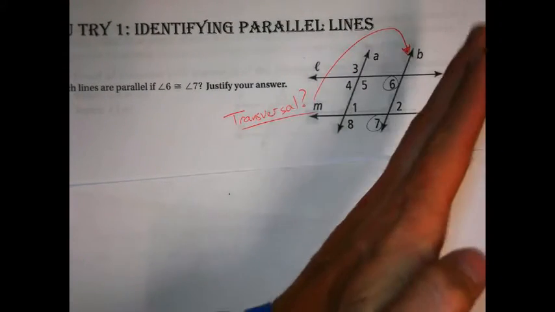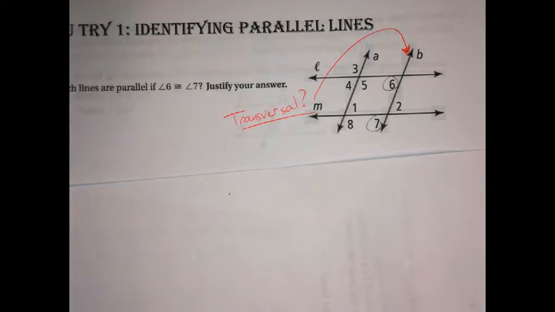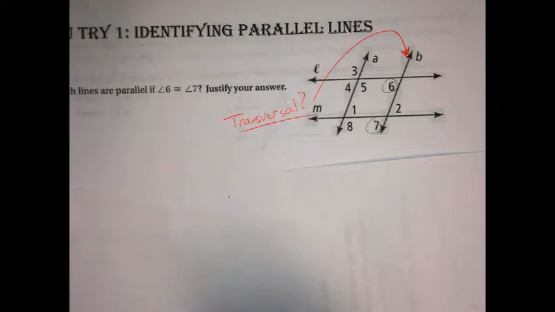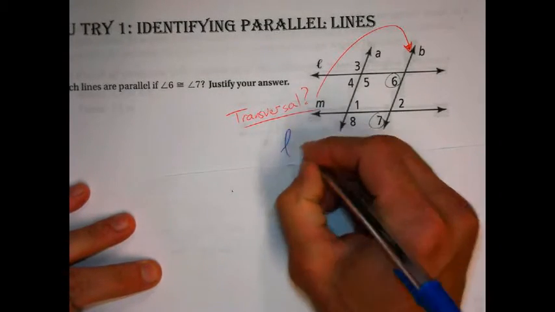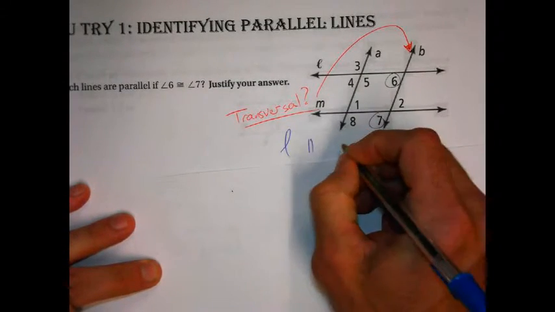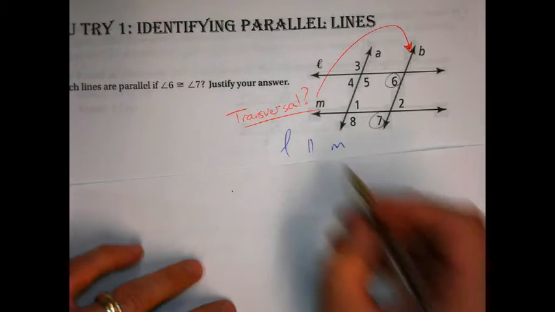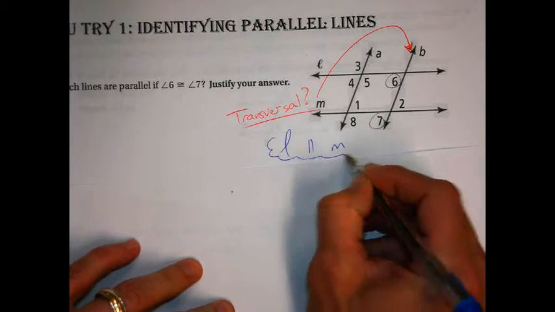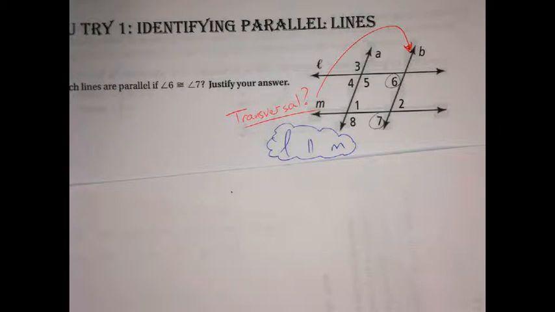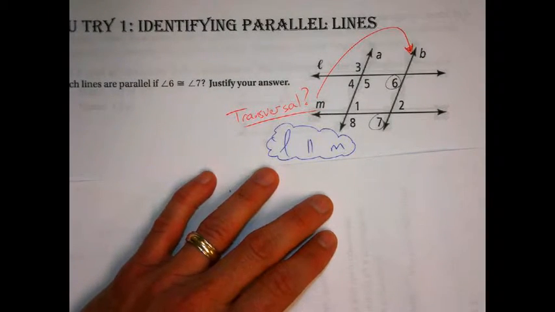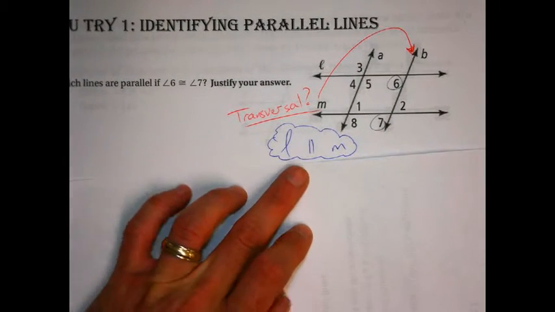So you got to see what's cutting. And if line B is the transversal and 6 and 7 are congruent, what are the two lines that are parallel? We have established then that line L is parallel to line M. You got to be able to see that transversal. Remember the skill that I talked about in class, visualizing geometry. So we're visualizing those geometric concepts. So line L is parallel to line M.